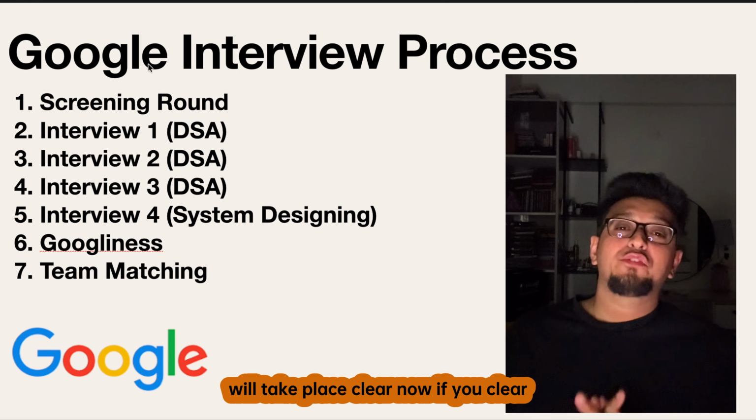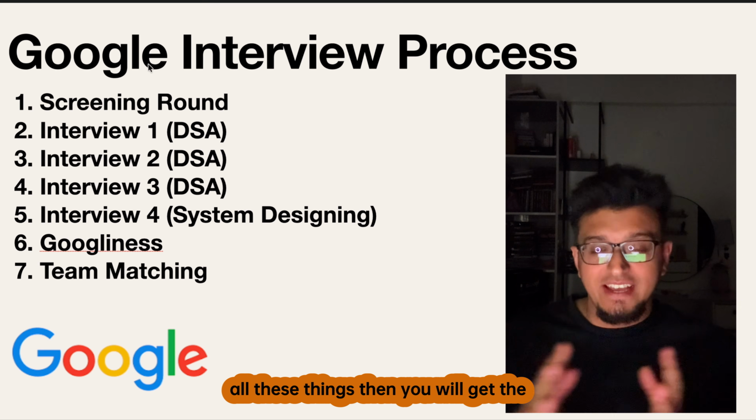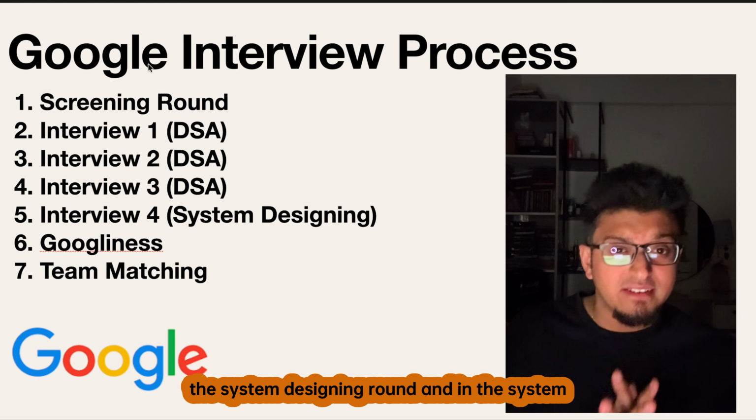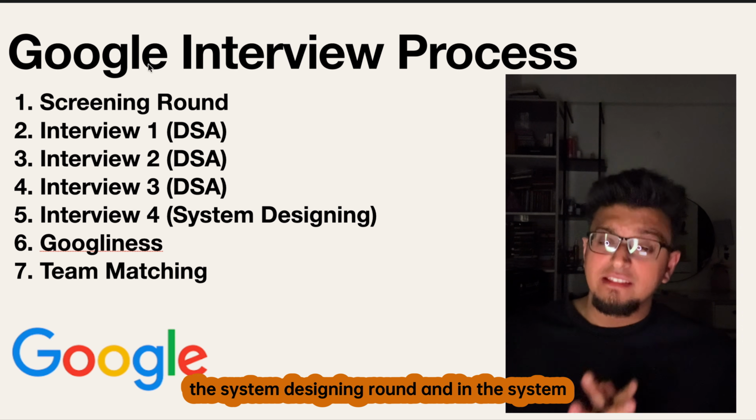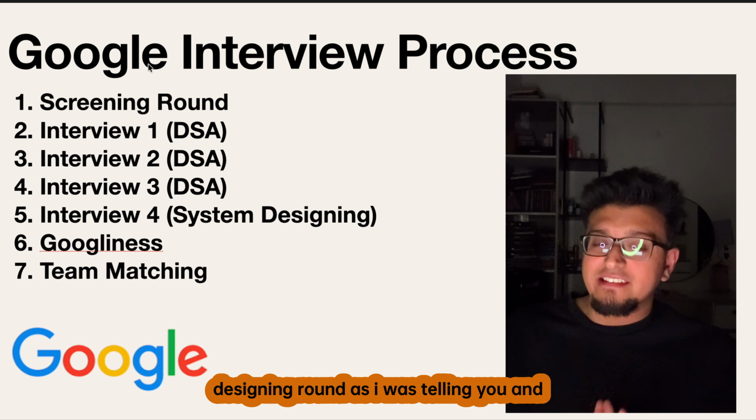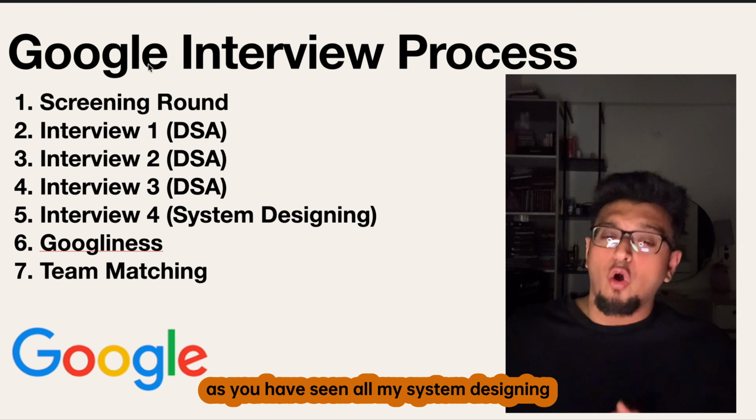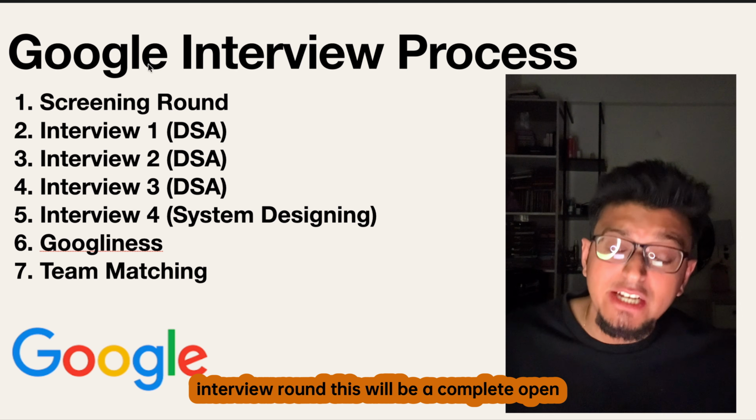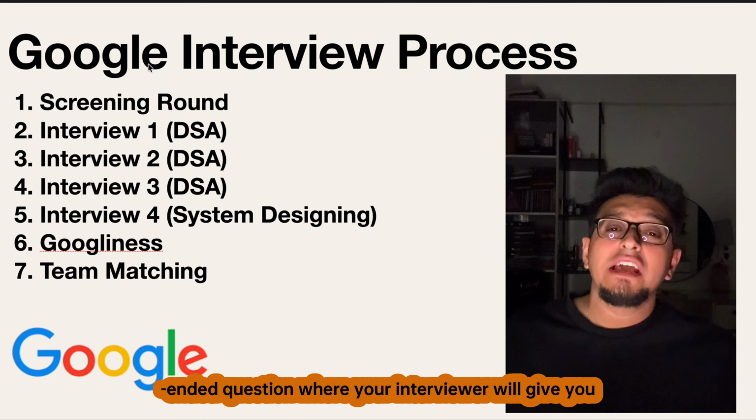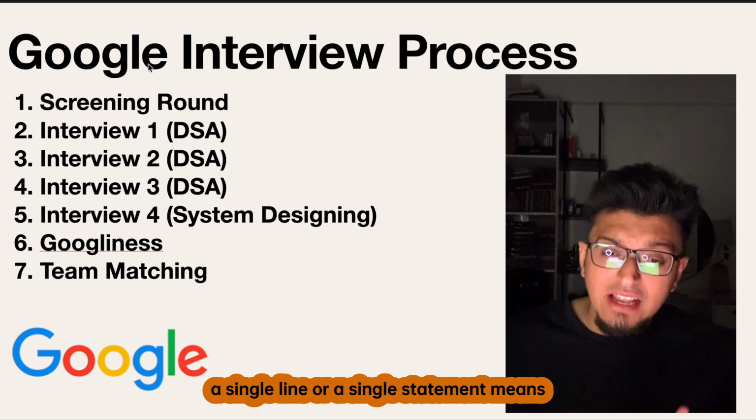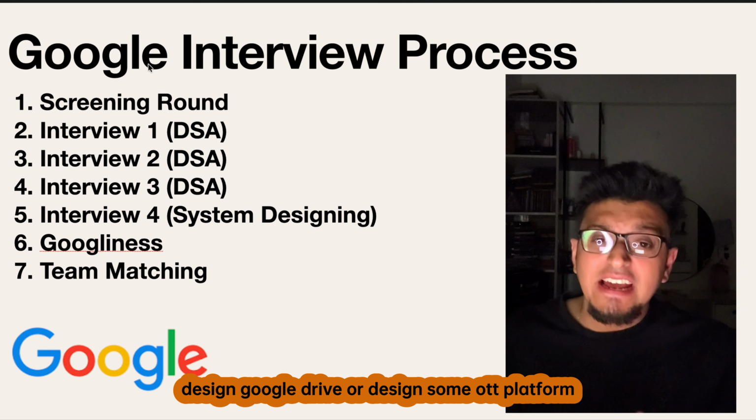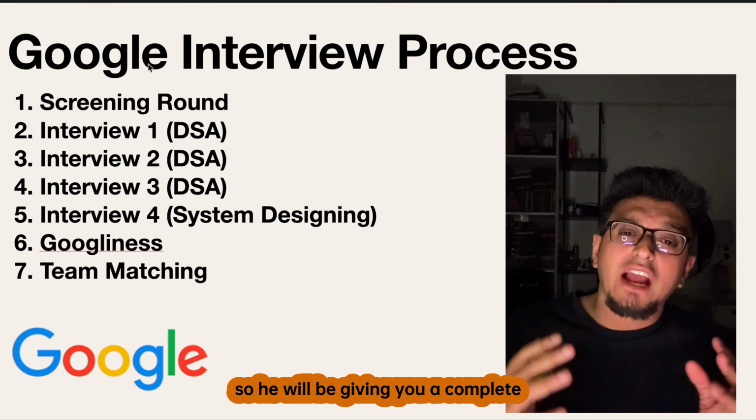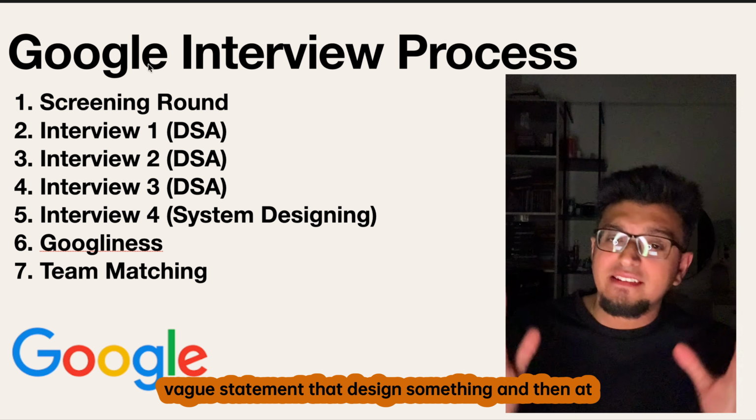Clear? Now, if you cleared all these things, then you will get the fourth round of the interview, and that is the system designing round. And in the system designing round, as I was telling you, and as you have seen in all my system designing interview rounds, this will be a completely open-ended question where your interviewer will give you a single line or a single statement, means design Google Drive or design some OTT platform. So he will be giving you a completely vague statement that says design something.